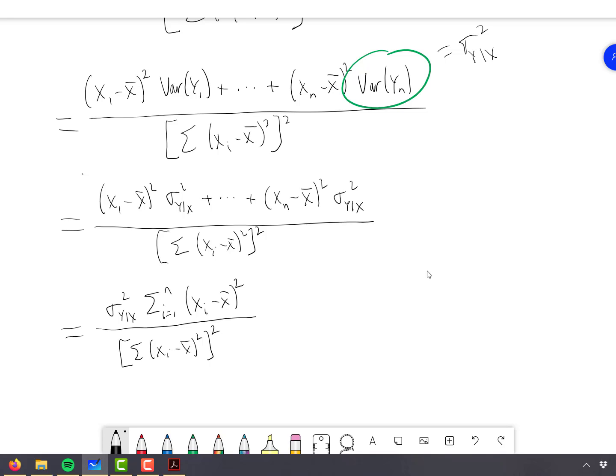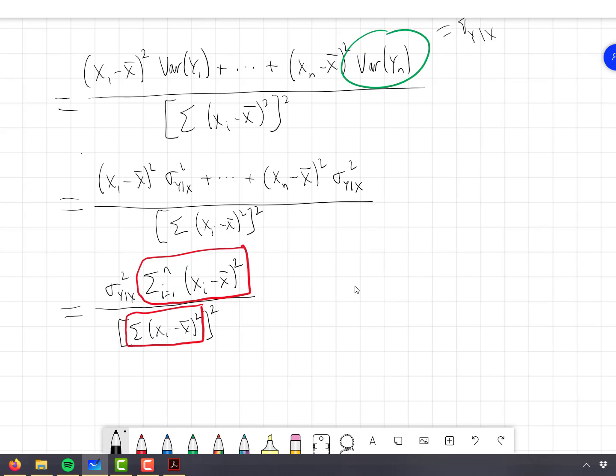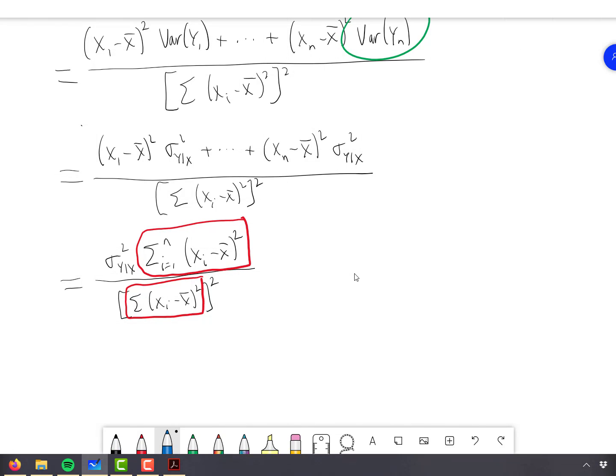What we can note now is that we have our sum of (xi minus x bar) squared, but we also have that right down here as well, but it's squared. So we can do slightly more simplification, where we cancel out this one and cancel out that squared term there. So what we're really left with is sigma squared y given x divided by the sum of our (xi minus x bar) squared. Or the way we can also write it is sigma squared y given x over the sum of the cross product of our x's there.